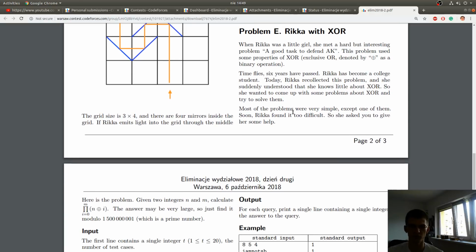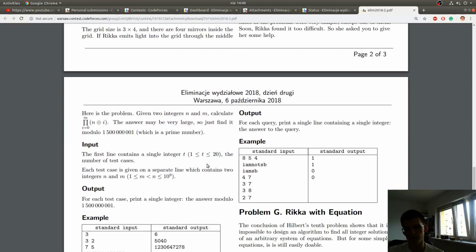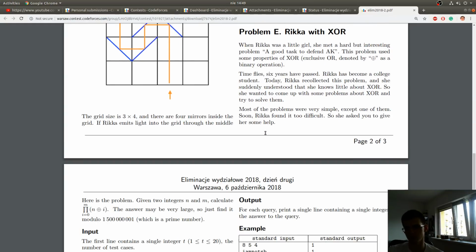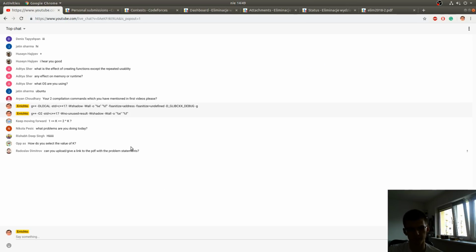And the statement, for those who want to solve it later, was that given two numbers n and m up to 1 billion, these are the constraints, compute the product over I, iterating I between 0 and n, of the numbers n XOR I. The brute force solution in linear complexity is trivial because you just iterate over I in this interval and XOR, and the actual solution used some particular trick.